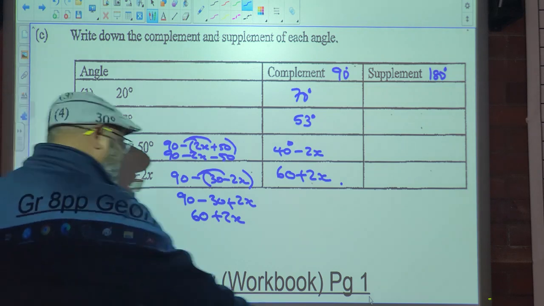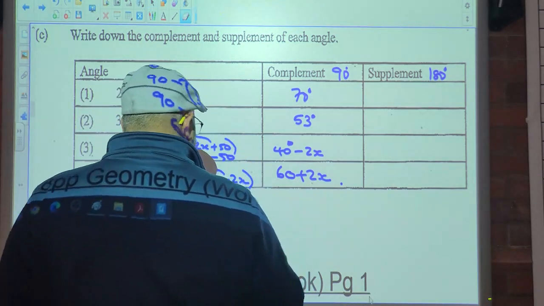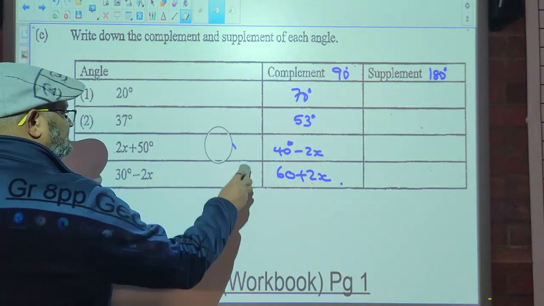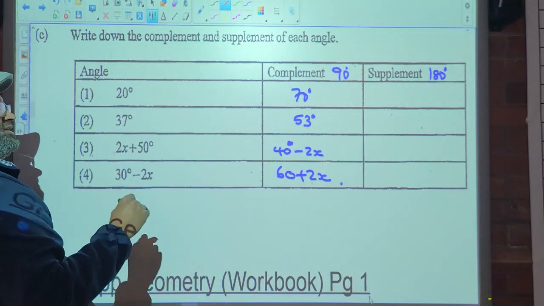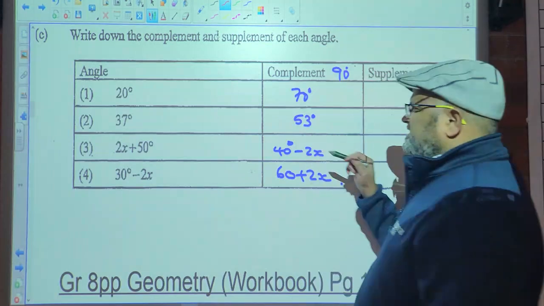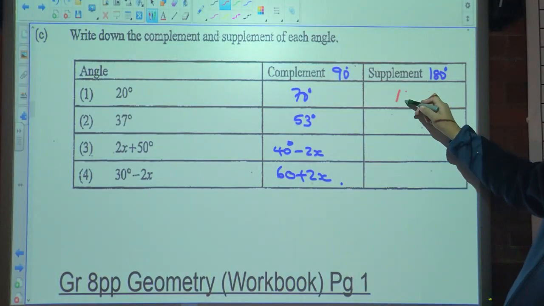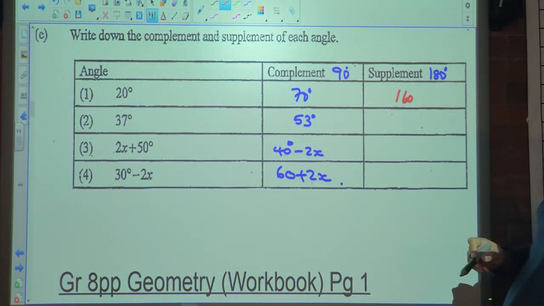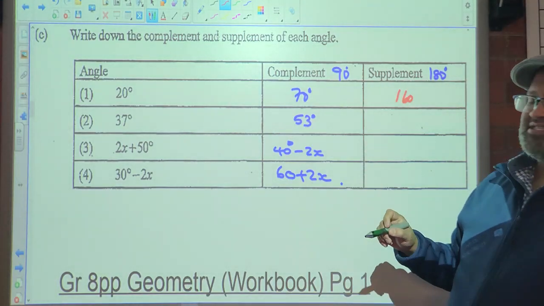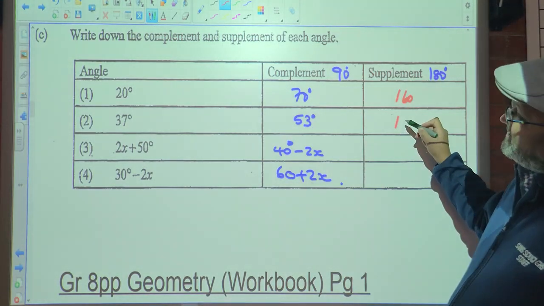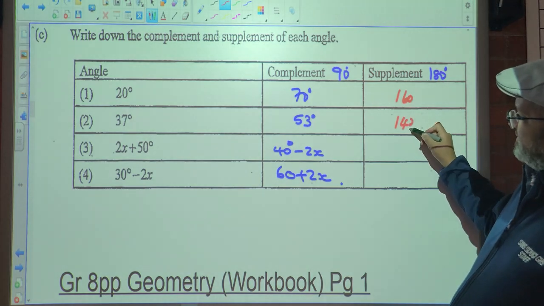Let's look at the supplement. Again, the supplementary angle is the angle that adds up to 180. So what's the supplement of 20? It's 180 minus 20, which is 160. What's the supplement of 37? 180 minus 37, which is 143.